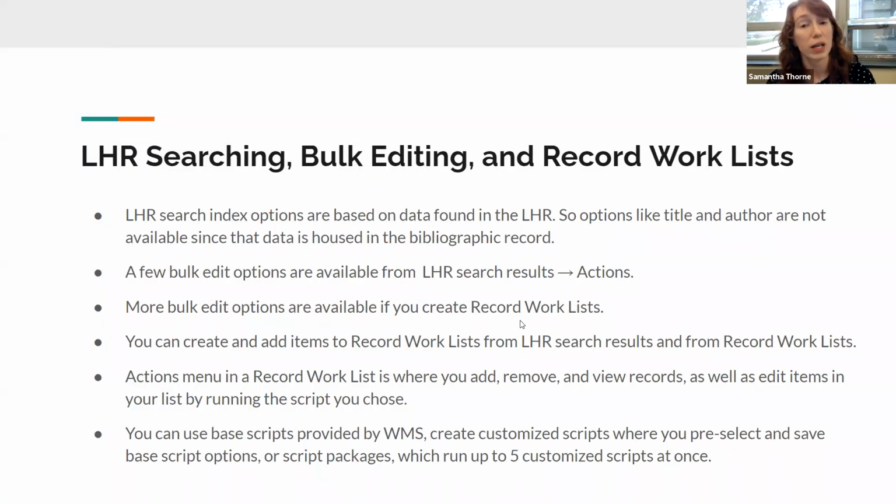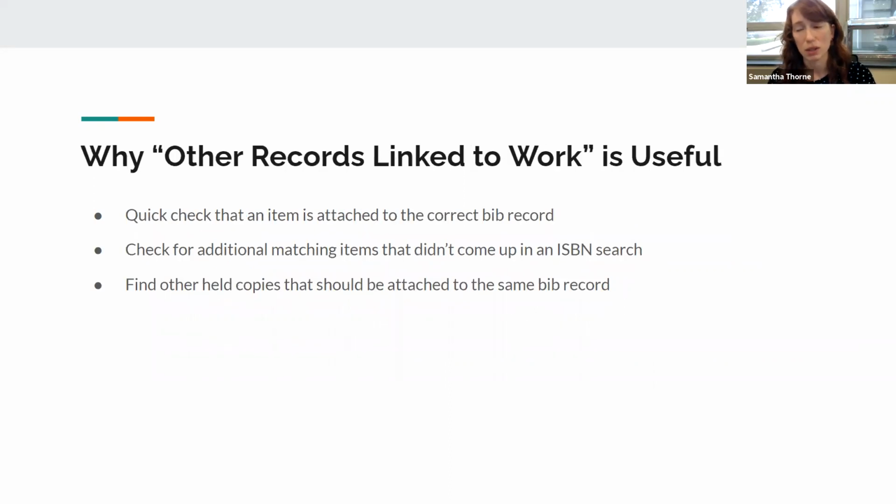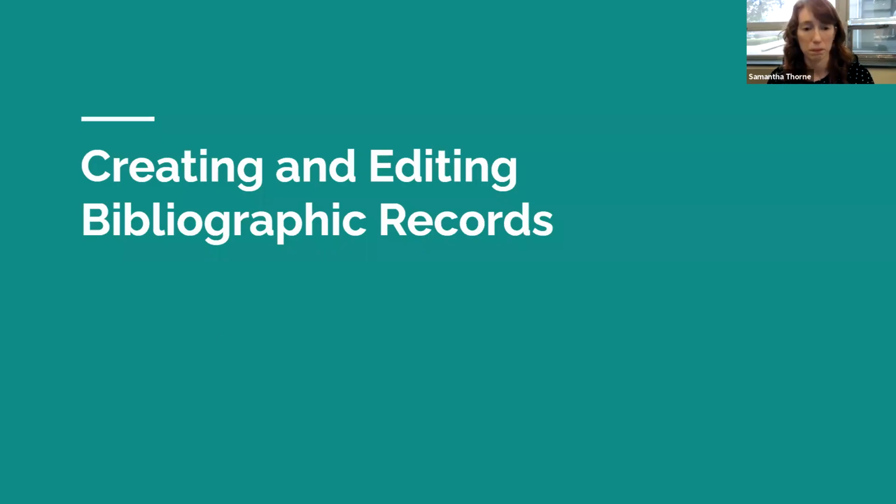So here's a summary of what I demonstrated with searching, bulk editing, and record work lists, moving an LHR to a different bibliographic record, and the usefulness of other records linked to work. Next up is creating and editing bibliographic records. We'll go over creating and saving records and a handful of editing tools.